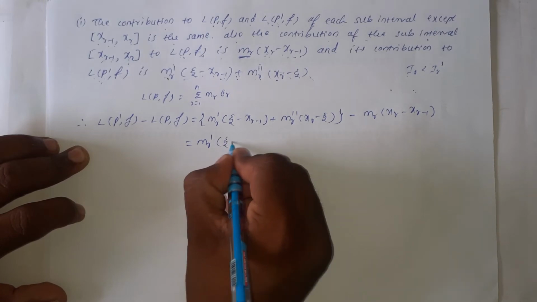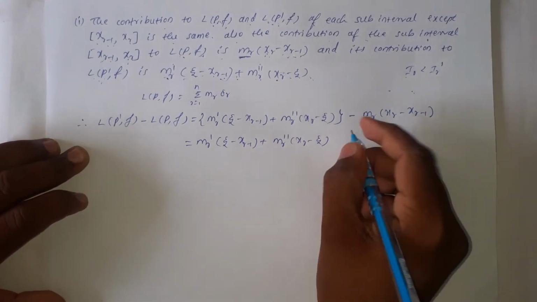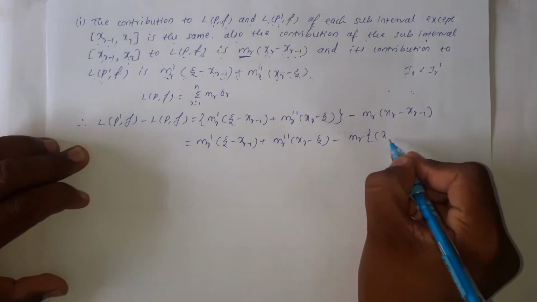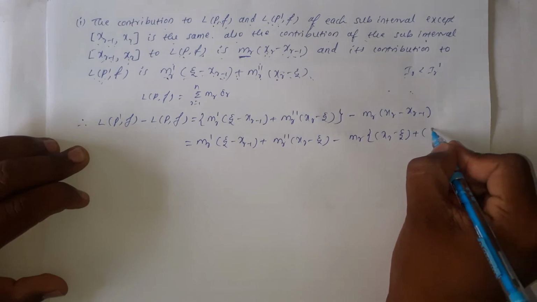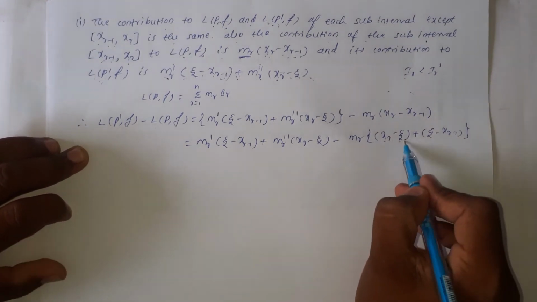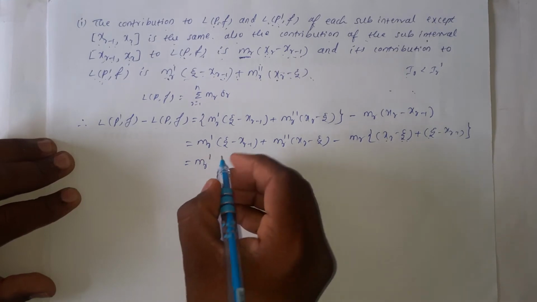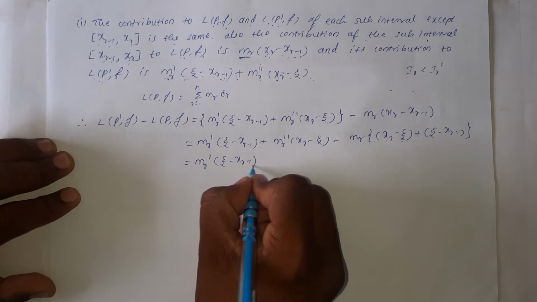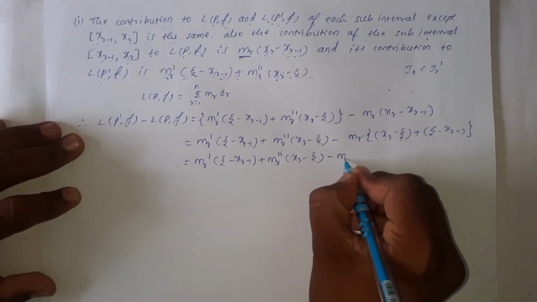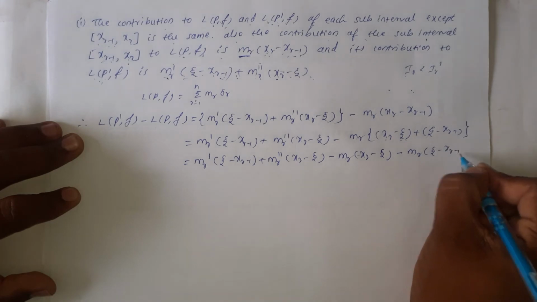Now it is equal to m_r'(xi minus x_{r-1}) plus m_r''(x_r minus xi), the first two terms as they are, minus m_r into, so here this (x_r minus x_{r-1}) can be written as (x_r minus xi) plus (xi minus x_{r-1}). So here, adding and subtracting the term xi, it becomes (x_r minus xi) plus (xi minus x_{r-1}). Then it is equal to m_r'(xi minus x_{r-1}) plus m_r''(x_r minus xi) minus m_r(x_r minus xi), again minus m_r(xi minus x_{r-1}).